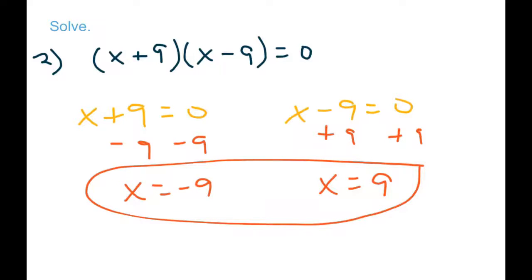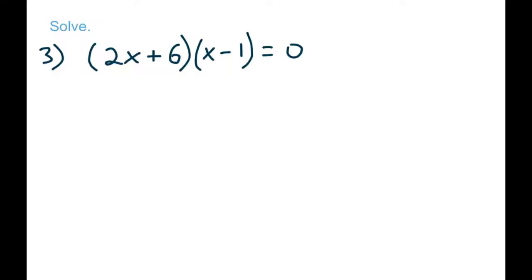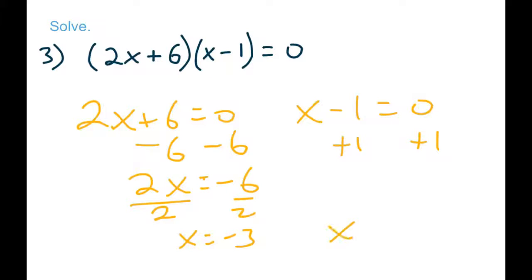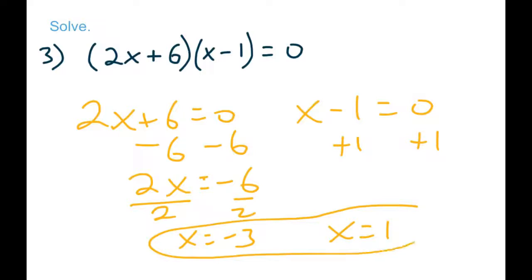Okay, not too difficult. Right here, same thing. We have two quantities. The first quantity has a bit more to it. No big deal. We can handle that. So either 2x plus 6 equals 0, or x minus 1 equals 0. 2x plus 6, well, we've got to do two steps here. Subtract 6. 2x equals negative 6. Divide by 2. X equals negative 3. That's one solution. We'll add 1 on both sides. X equals positive 1.